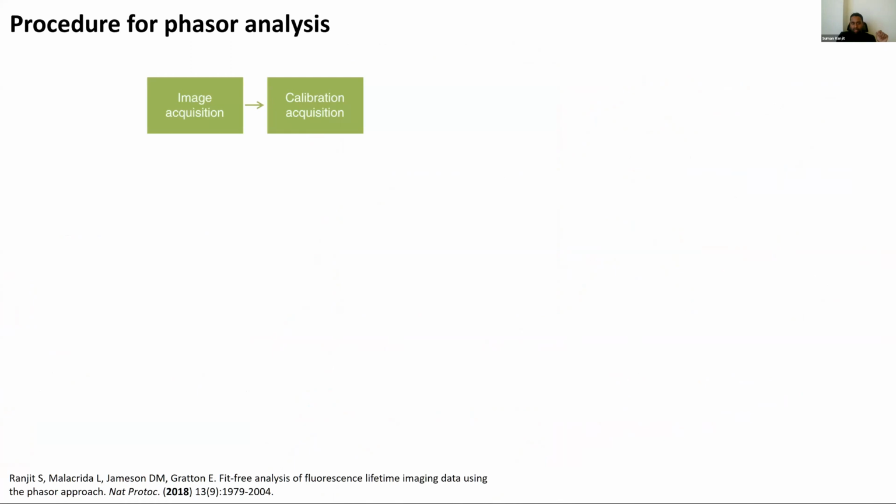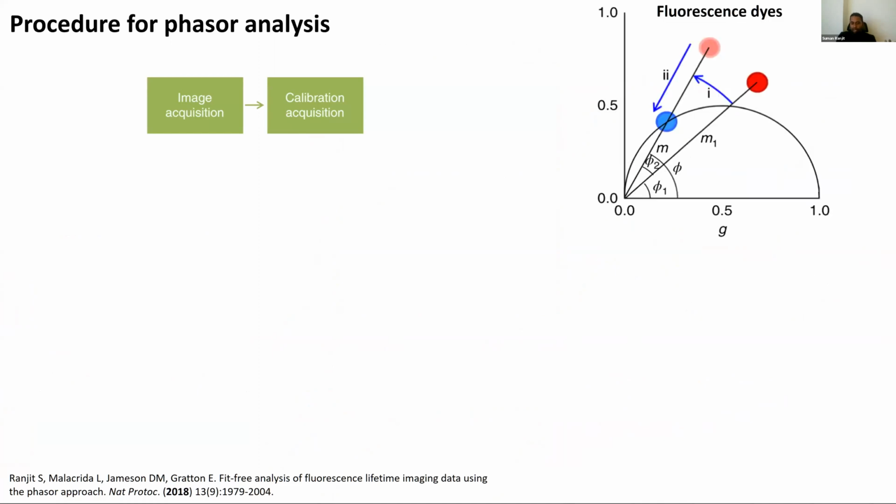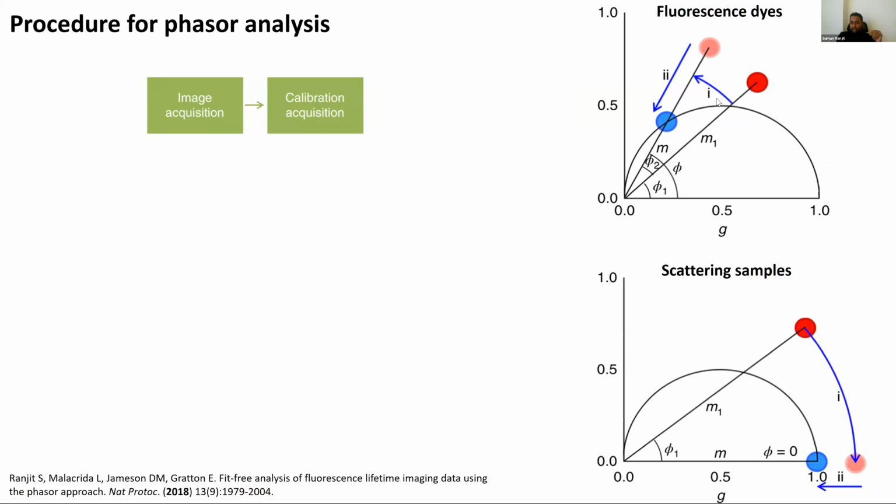Now, how do we do this analysis? So this is from our paper with Leonid. We do the image acquisition and then we calibrate it. The way the calibration works is mostly we use a fluorescent dye where you get some point, but first you correct for the angle and then you force it back to the semicircle, because these dyes are usually mono-exponential and you know what the correction factors needed.